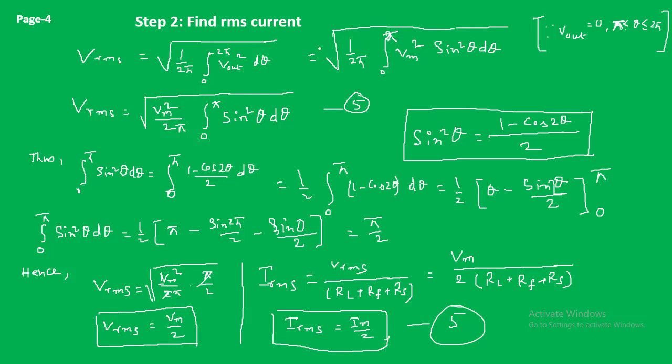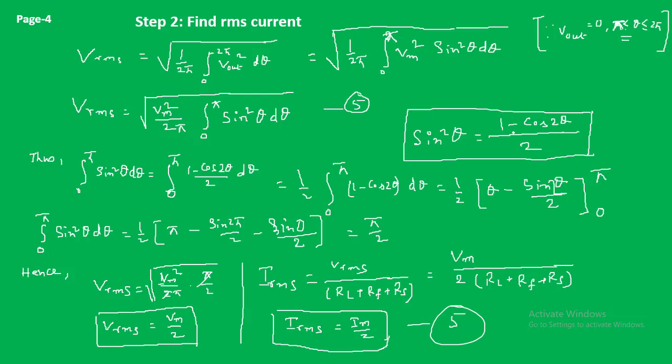So 1 by 2 pi, now 0 to pi, because V out for pi to 2 pi is 0. So we are considering it as 0 to pi Vm square sin square theta d theta. So that means Vrms is now under root. Vm square we are taking outside. Vm square by 2 pi integration 0 to pi sin square theta d theta. Now what is sin square theta? Sin square theta is 1 minus cos 2 theta by 2.